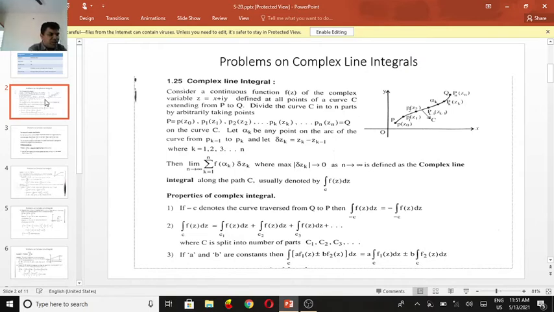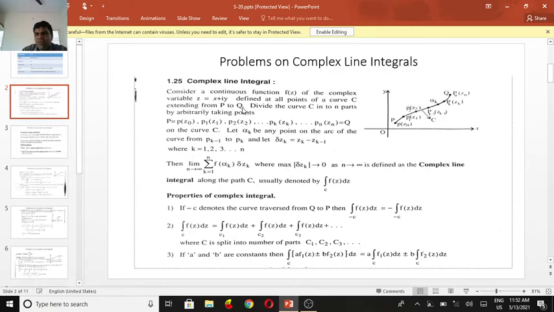Suppose on the x-y axis I take a line PQ, and we divide it into a number of subintervals, which I call P1 of Z1, P2 of Z2, etc., where Z1 and Z2 are complex numbers. Consider a continuous function f of z of a complex variable z equal to x plus iy, defined at all points of the curve C. So we take a curve PQ, and I denote it as the curve C.